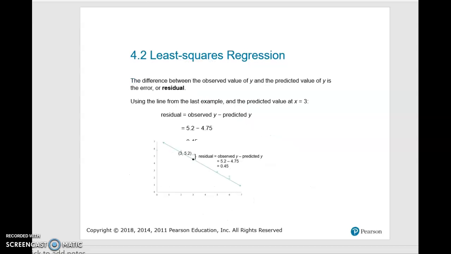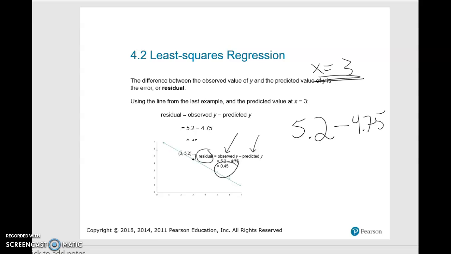Okay, so what we have then is that difference. It's what's called a residual. It's the observed value, the data value, minus the predicted value. It's how far off you are. You can think of it as an error, right? So the observed value we saw was 5.2. That's the y value, right? For x equals 3, we have 2 y values: the actual value and the predicted value from our model. The residual is the difference of the two. That's how far off you are.